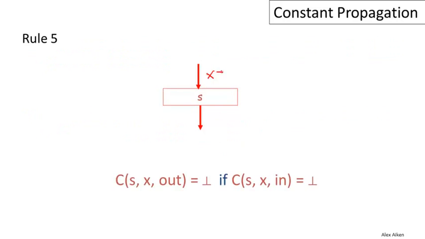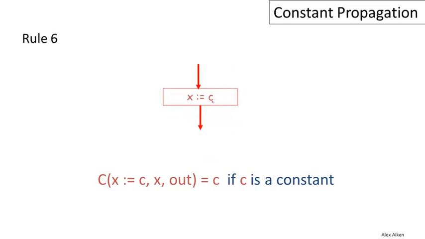If x is bottom on entry to s, at the program point before s, well, that says that s is never reached, that s never executes, and therefore x will be bottom after s as well. So if the program point before s is never reached, the program point after s definitely can't be reached either.